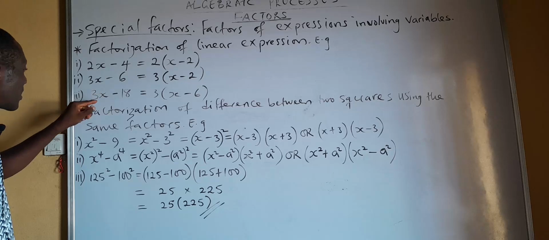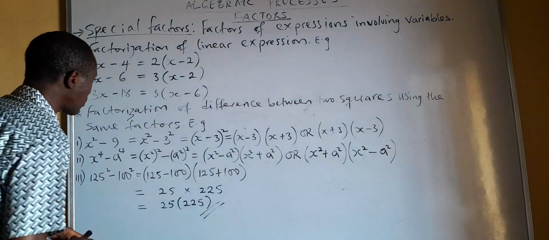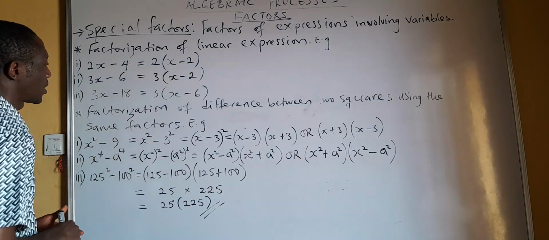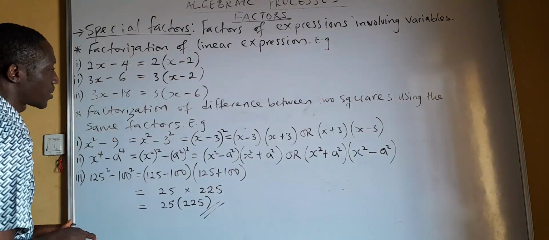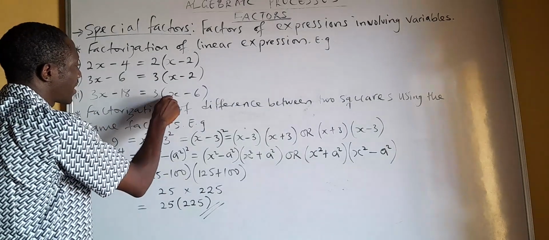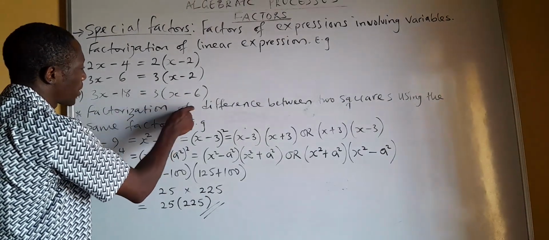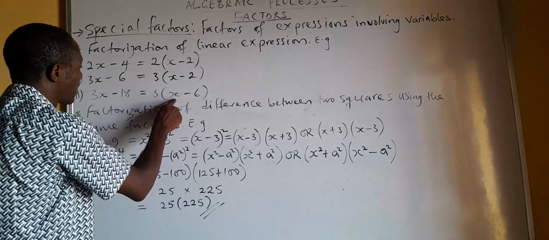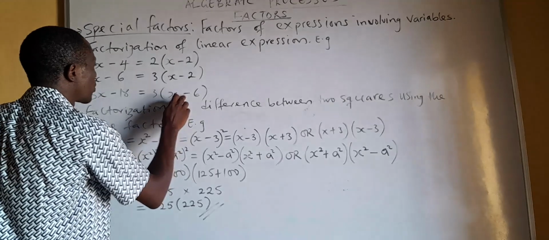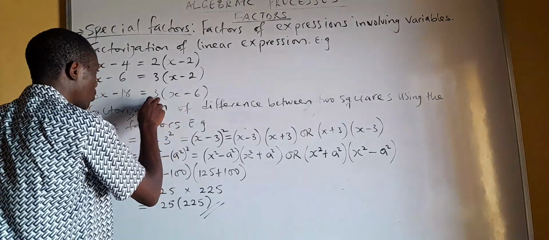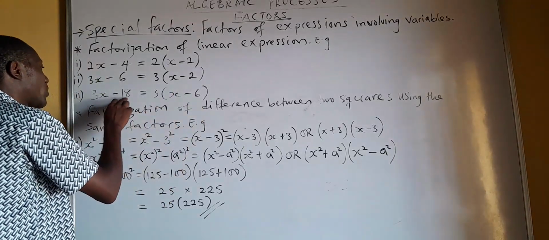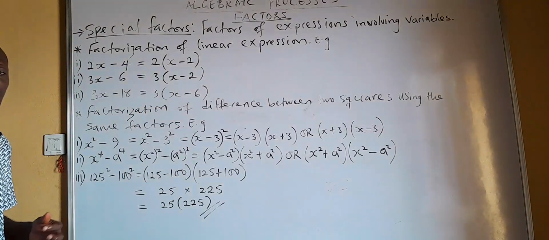If you are to factorize 3x minus 18, we say that because 3 can go in 18, 3 will go in 18 6 times. So we say 3x, we bring 3 outside, then we open bracket x minus 6. If I open this bracket, I'm going to have 3 multiplied by x, 3x, then 3 multiplied by minus 6. So this minus is for 6 and not x. So 3 times minus 6 will give me minus 18. Let's take note of that.